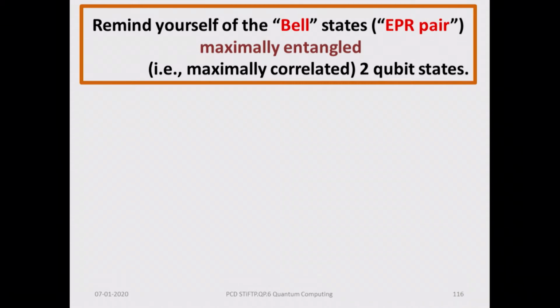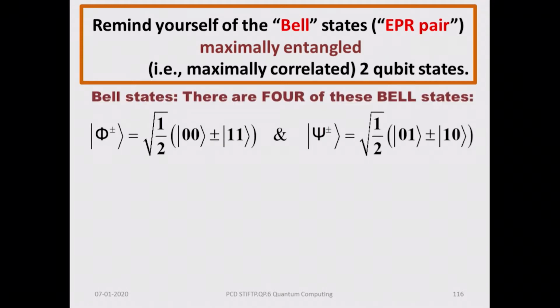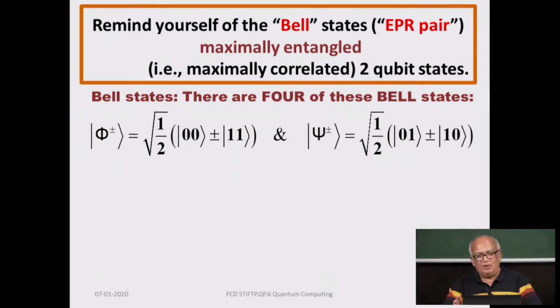And before we proceed, I would like to remind you of what the Bell states are. They are also called EPR pairs. These are maximally entangled 2 qubit states, and in our previous class we discussed these. The reason they are maximally entangled is because they cannot be factored into products of single qubit states. There are 4 such states, and we also analyzed the reason why they cannot be factored. There is simply no way you can factorize them as products of 2 single qubit states.